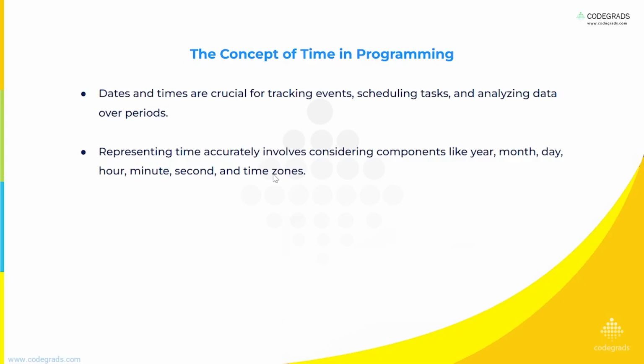Now, representing time accurately involves considering components like year, month, day, hour, minute, second, and time zone. While we are considering time, all these components are very important. So dates and times are everywhere, for example in logs, appointments, deadlines, and so on. In programming, handling time correctly is important, and sometimes it is tricky. So Python provides the datetime module to make the task easier.